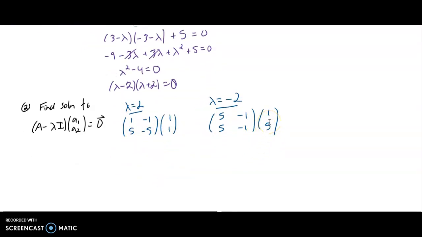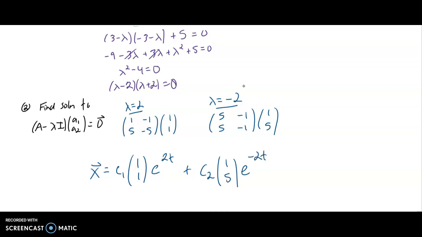So all I have to do now is write my solution out. X equals C1 times 1, 1, that's this vector, times e to the lambda t, oops, e to the 2t, and then plus C2 times 1, 5 times e to the negative 2t.